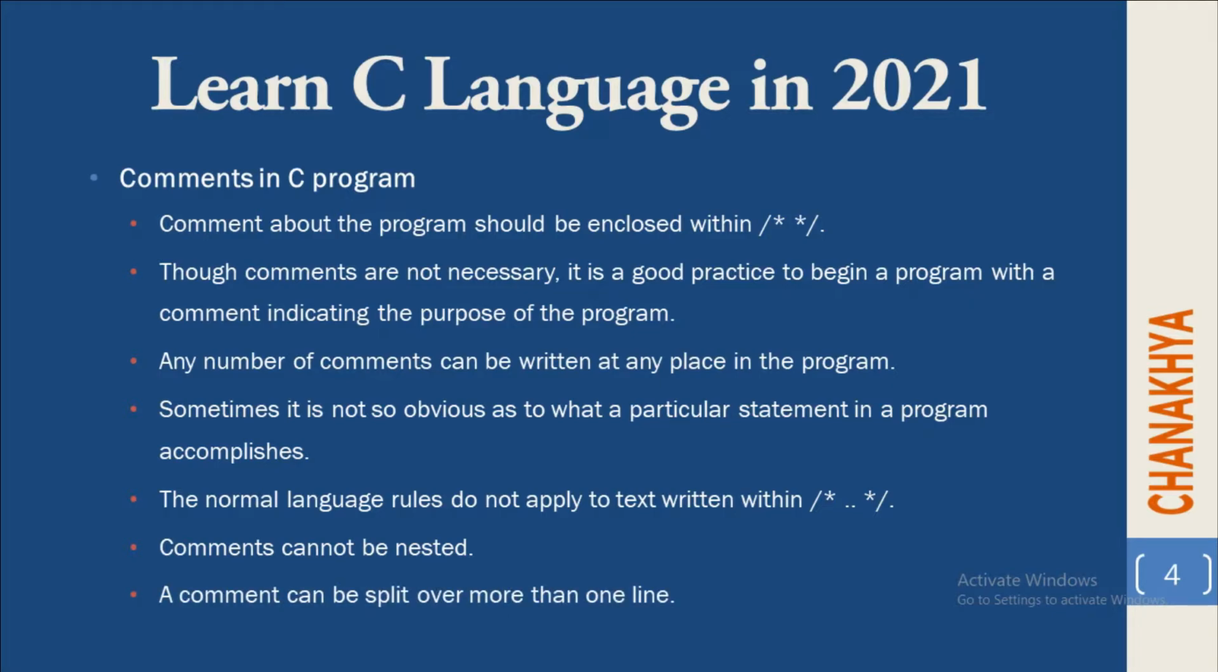A comment can be split over more than one line. It is not necessary that in a C program we write the comment in a single line only. We can use multiple line comments in C also. The notation will be the same. When we start the comment, we use slash star, and at the end when we close the comment, we use star slash.